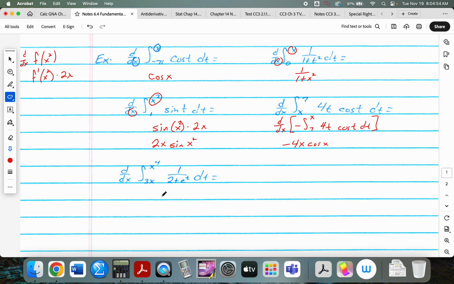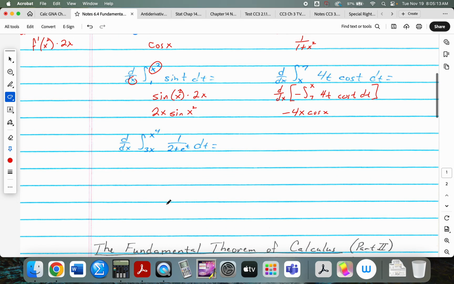Here's one where it gets really interesting. Now we have a variable not only in the upper limit of integration, but also in the lower limit of integration. Well, this is one where we can use one of those properties of definite integrals that we talked about yesterday. What we can do is break this at some arbitrary constant. Typically, I think it's easiest just mentally to divide it at 0, but it doesn't matter.